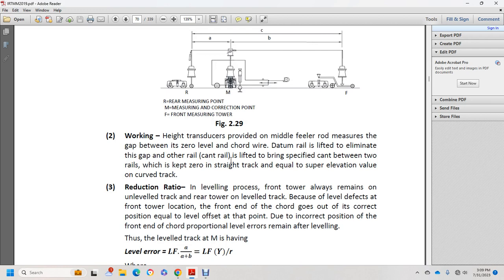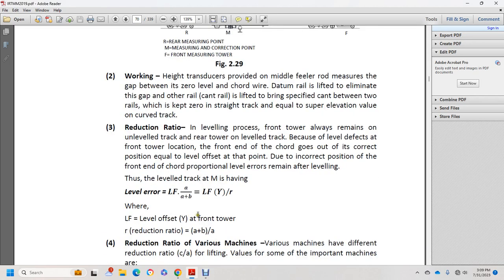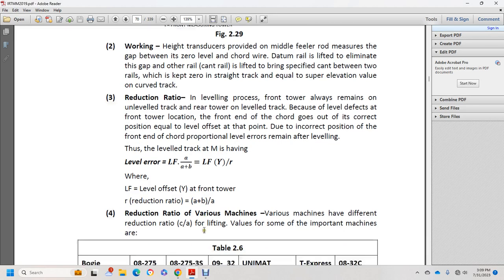Level the process with the front tower, which will also remain unlevel at the rear of the track. The rear tower levels the track with the process, with the level defect depending on the tower location. If the front end of the cord goes out of the correct position, the level is equal to the offset from the position due to the incorrect position of the front end of the cord. Proportional level errors remain in leveling. Thus the level of the track at M is LF times A over A plus B, equals LF times Y divided by R, where LF is the level offset at Y, the front tower, and R is the reduction ratio, equal to A plus B over A. Reduction ratio of various machines: various machines have a different reduction ratio and lifting values for this important portion.